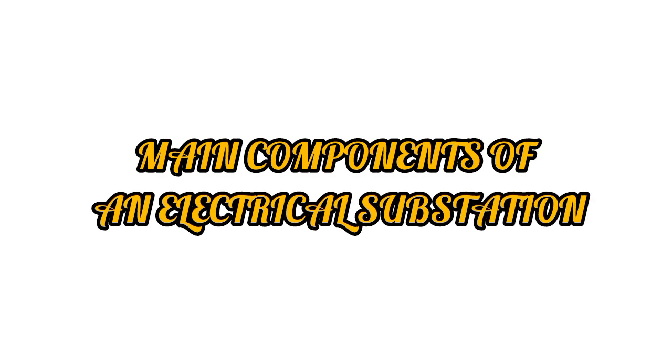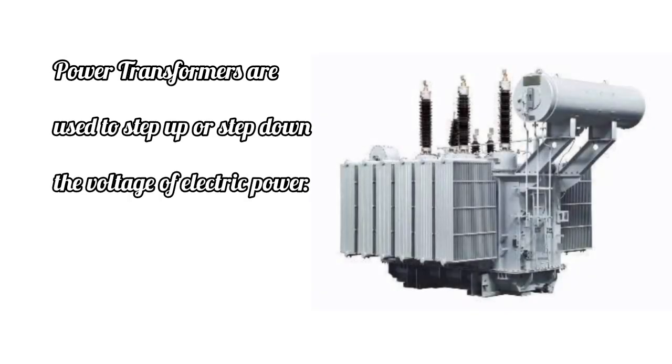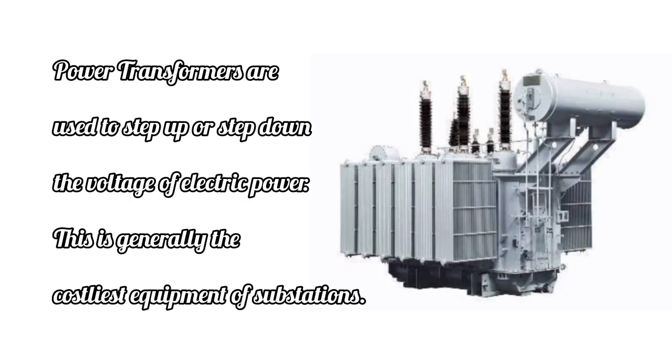Main components of an electrical substation. Power transformers. Power transformers are used to step up or step down the voltage of electric power. This is generally the costliest equipment of substations.